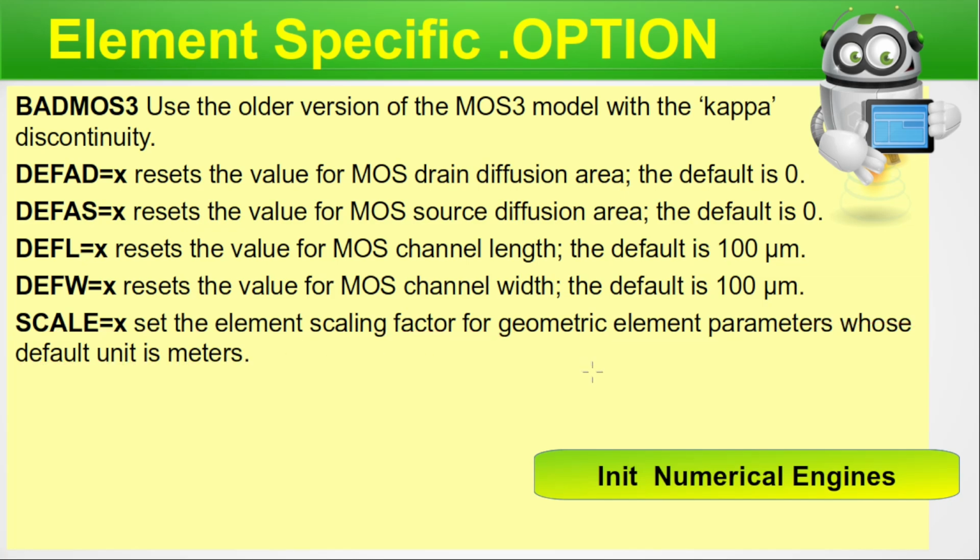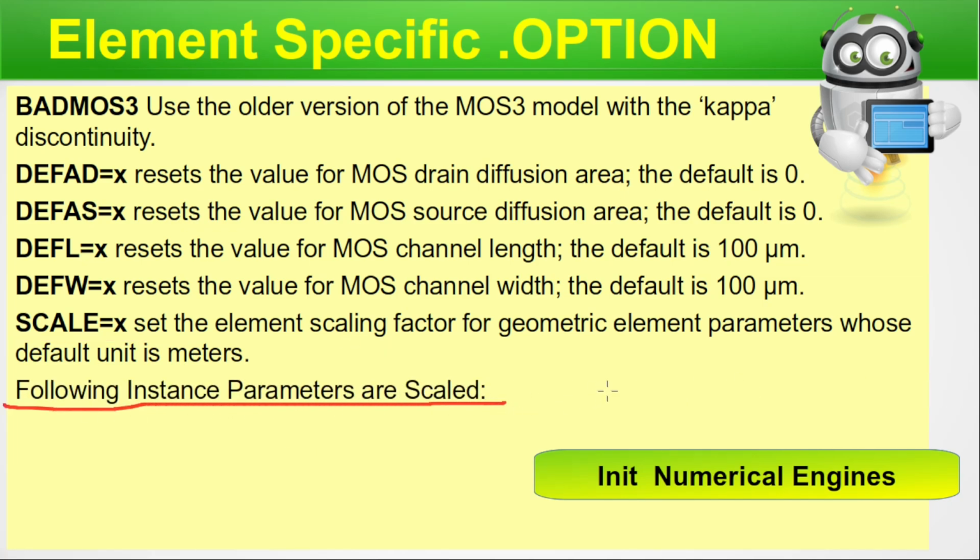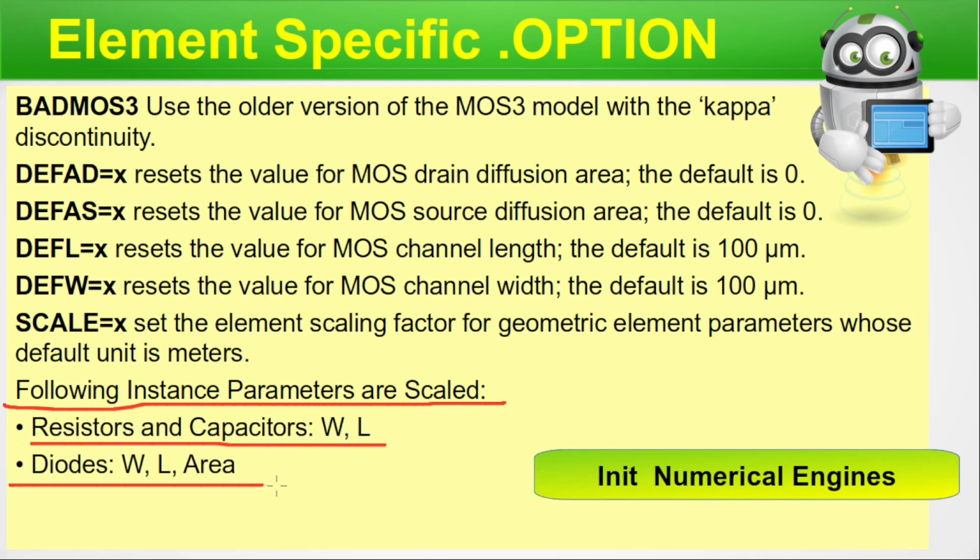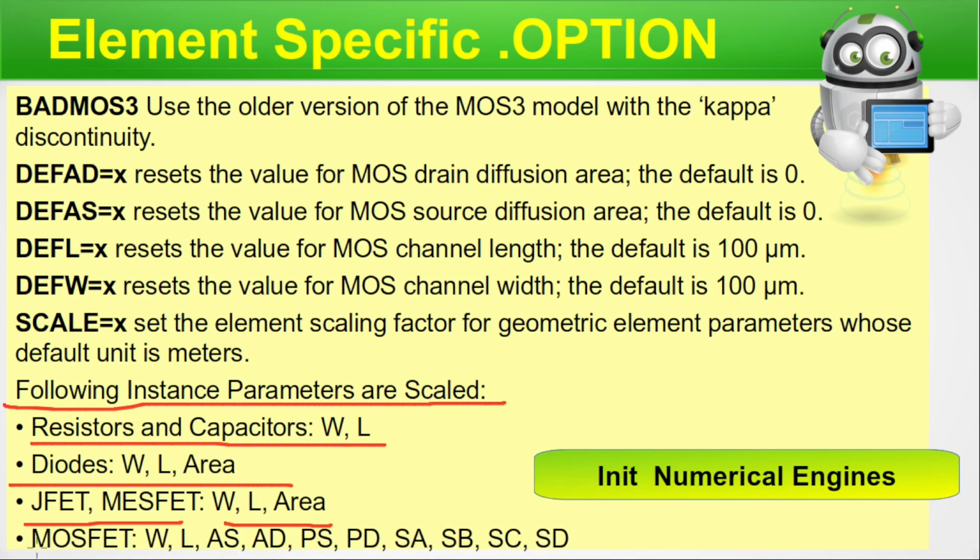What do you know about scaling? You know about lambda in the VLSI technology. Similar things are there: the scaling factor of the MOSFETs. Those are tackled by SCALE=X. The following instance parameters are scaled. Resistors and capacitors: W, L. Diodes: W, L and area. That is the length, width and area. For JFET and MESFET: W, L and area. And for MOSFET: W, L, AS, AD, PD, PS, SA, SB, SC, SD.